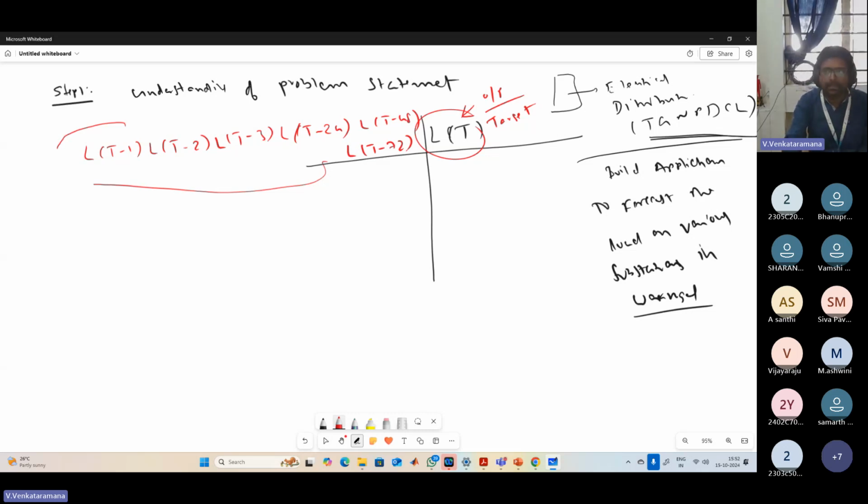So after understanding my problem, what is the next step I have followed? Let's identify what the input features are and what the output feature or output variable is. So as of now, this is my step 2. Step 2 is nothing but identifying what parameters you can consider to estimate your output variable. That you have to think.